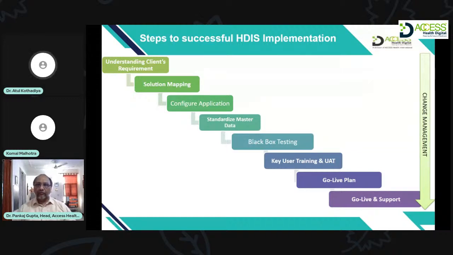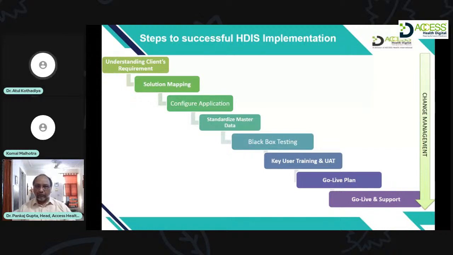The champion users will then be trained on the software for their respective modules, and they play a very big important role in the hospital implementation, because these champion users will keep holding the hand of other users during go live as well as the post go live stage. The key user training will also be followed by the end user training, and during this the entire staff of the hospital is trained for the use of the software.